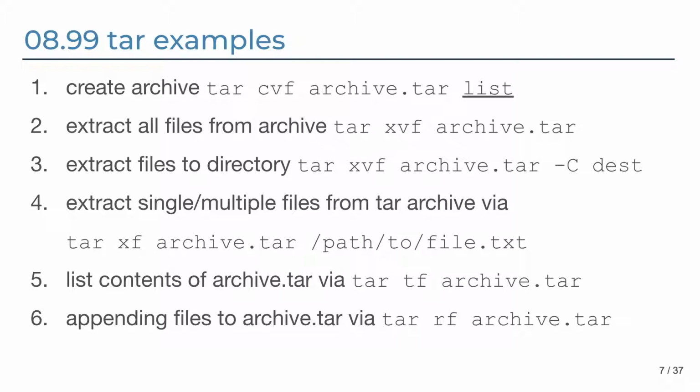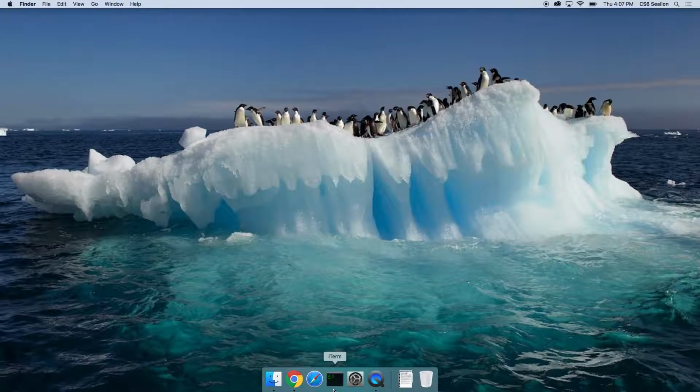You could also extract the files to one target directory, which you can do with the -C switch. And what you can also do is extract just one file out of an archive. To do that, you just have to give it the path within the archive. And there are two more, which are pretty cool: you can list the contents of it, or you can add files to an archive after you've created it. So let's see how this works in practice.